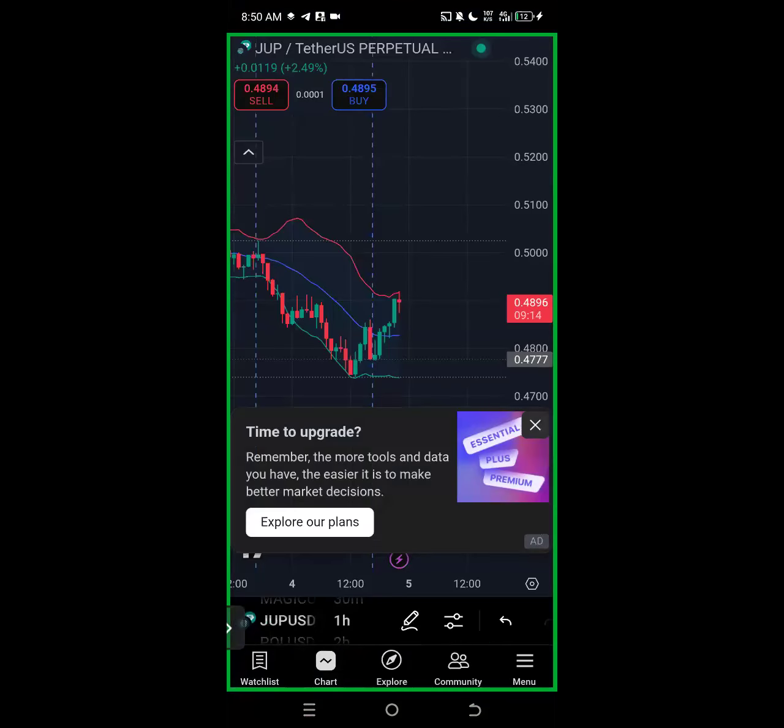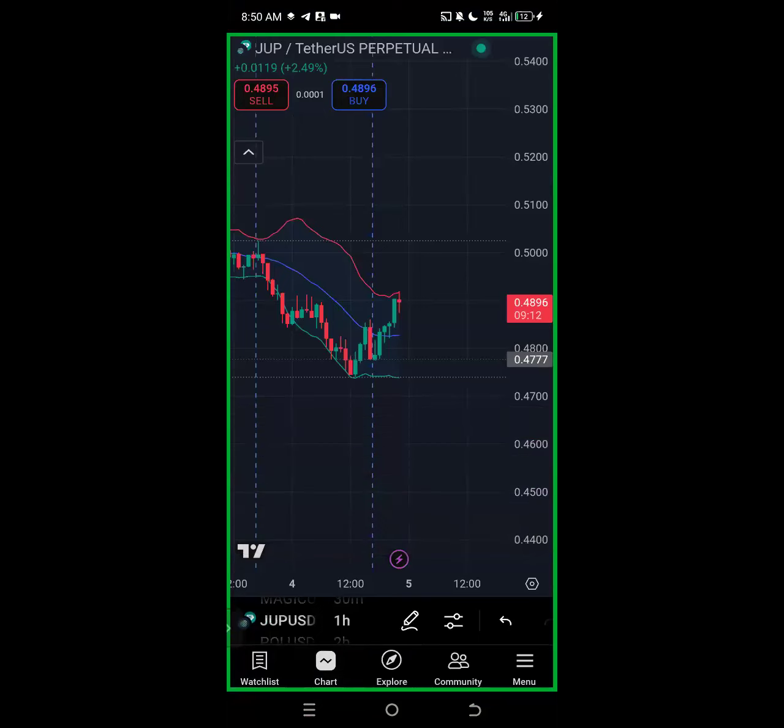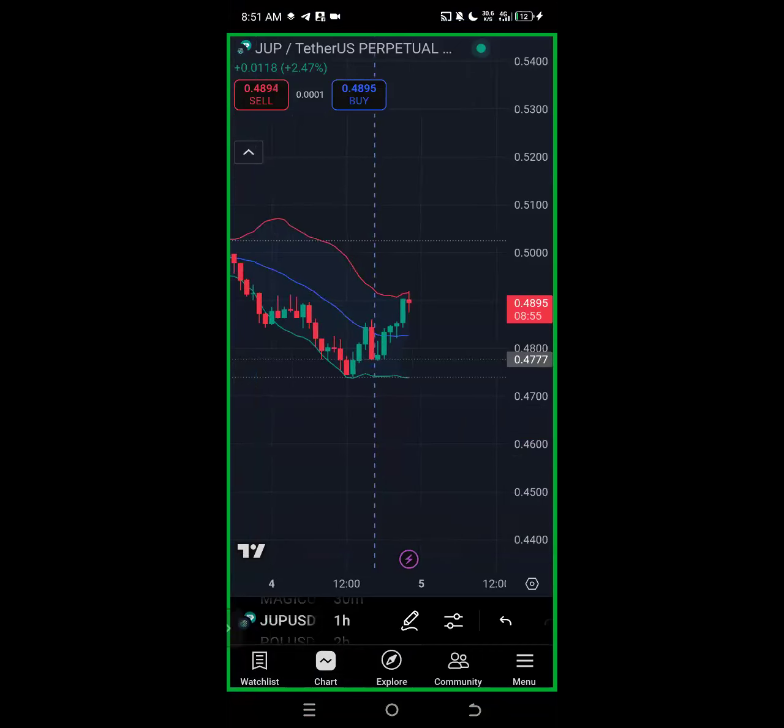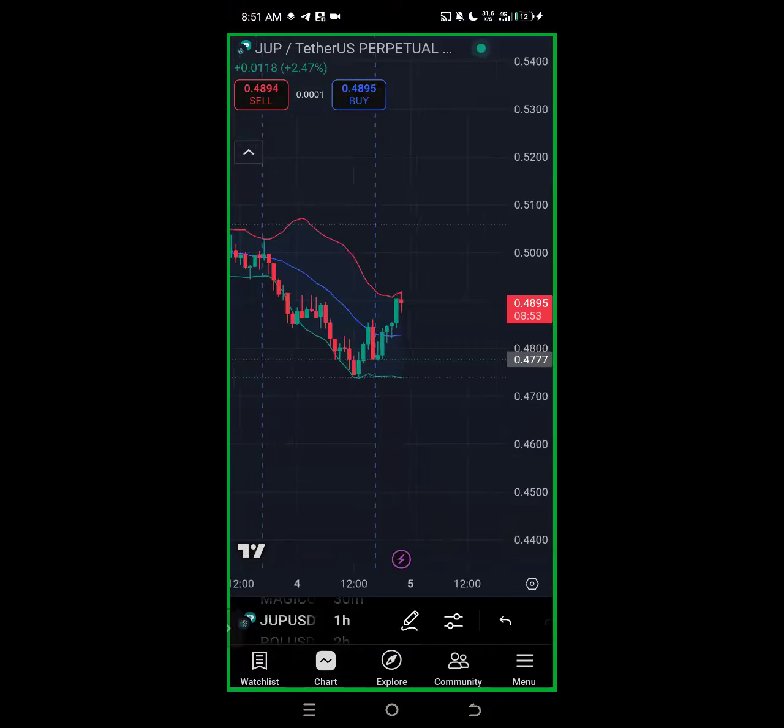Now we are taking Jupiter as a case study coin. We have this Bollinger Band already added, and I want us to begin by looking at this movement. Let's track through this movement.